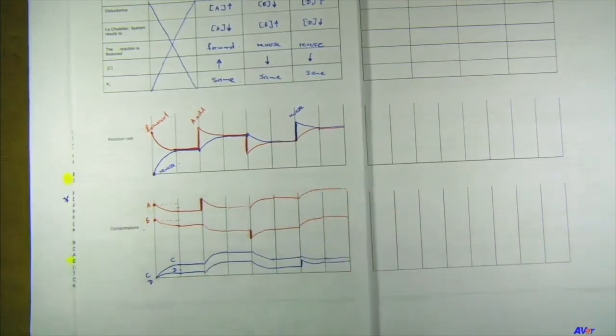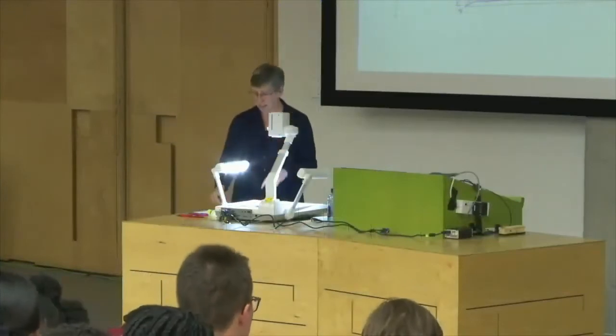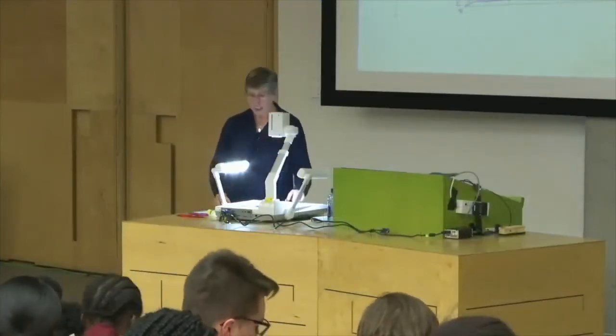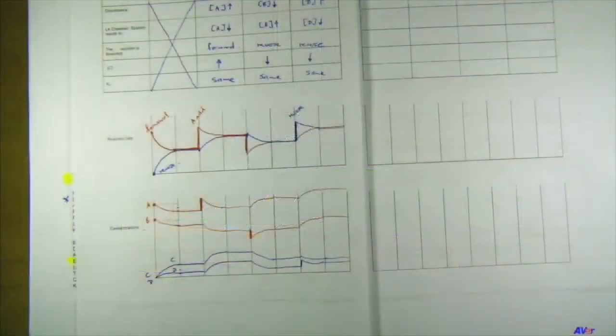And never mind about the relative heights. You might be out of the graph at the top or down at the bottom. It doesn't matter. Just get the shape of the graphs. So A and B are going up, and C and D are going down. And they will always do the opposite, the reactants and the products.